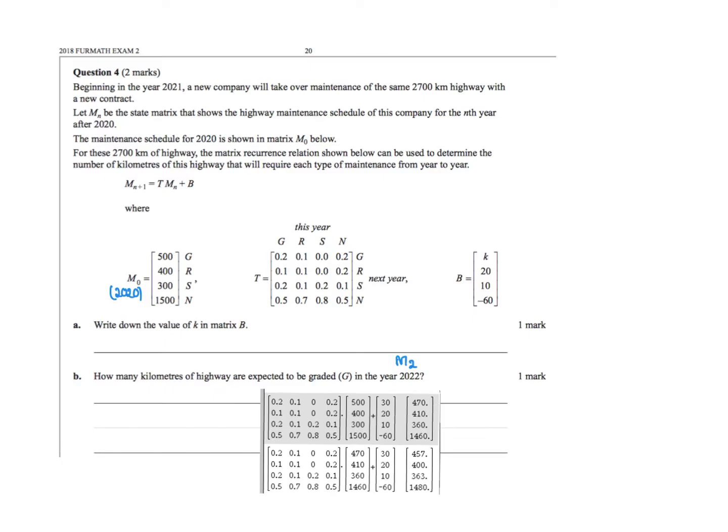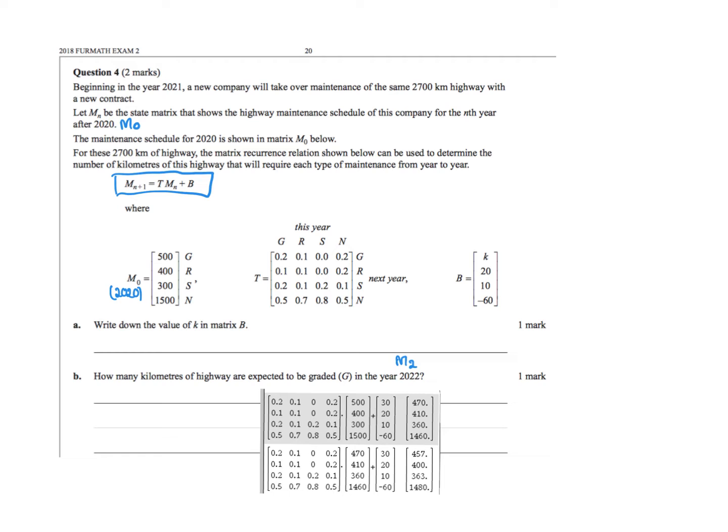Okay, question 4. Beginning in the year 2021, a new company will take over the maintenance of the same 2,700 kilometres highway. Let M_n be the state matrix that shows the highway maintenance schedule after the nth year after 2020. So 2020 is going to be your M0. They're not using the letter S, they're using M0. The maintenance schedule for 2020 is shown below. So this is how we would get the next year: we're going to do the transition times the year before plus this B matrix.